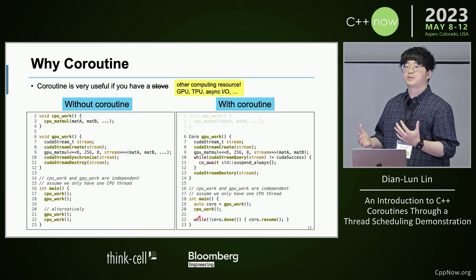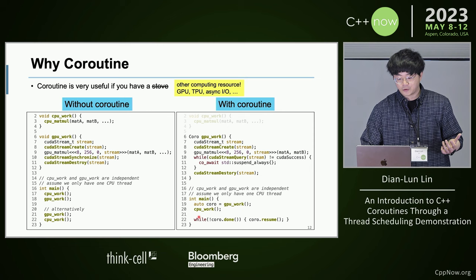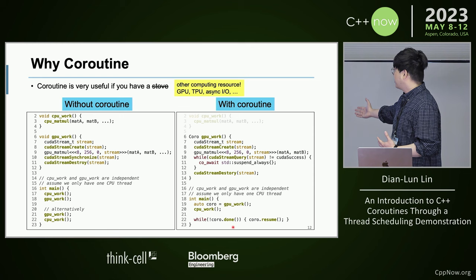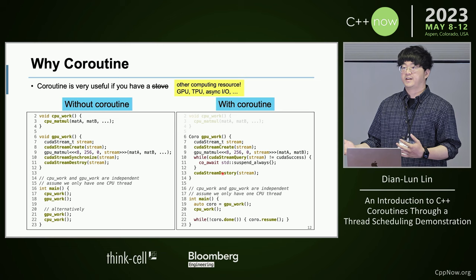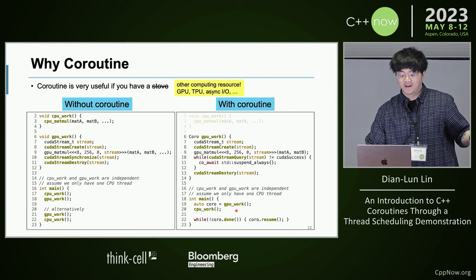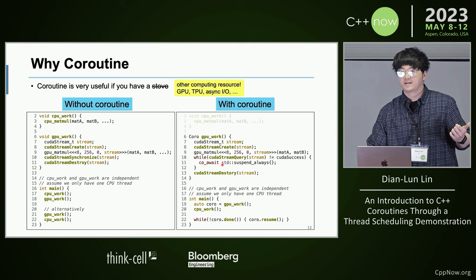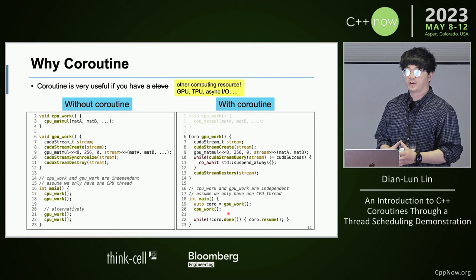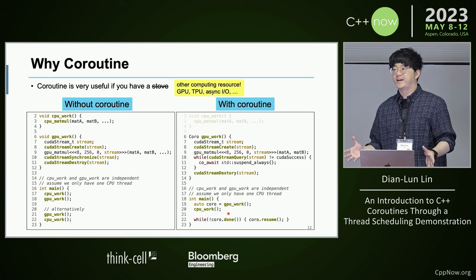After I finish the CPU work, I then go to the while loop and check whether the coroutine is done. If it is not done, I call coroutine.resume. And when I resume, I'll go into this while loop and check the status again, and so on and so forth. So there is an overlap between CPU work and GPU work here. I call GPU work, and then I go execute the GPU matrix multiplication. Now I call co_await, suspend the coroutine, go back to the main function, and execute the CPU work. There's an overlap. That means we can reduce the runtime. And that's the power of coroutine.